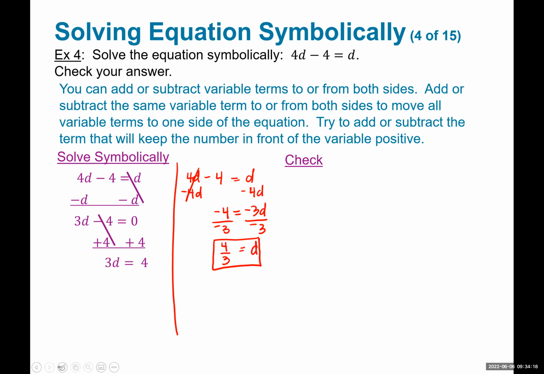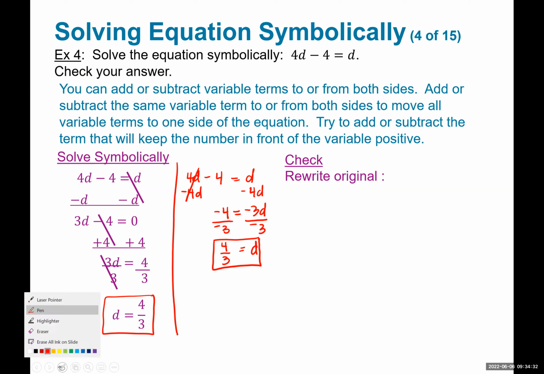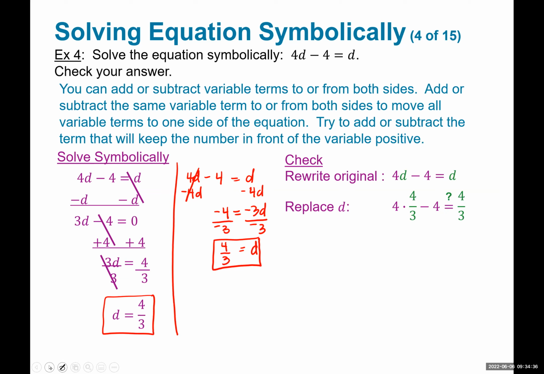On this other side, divide by 3. Again, we get D equals 4/3. So notice that it didn't matter which one you did first. You still get the same answer. But as always, check your answer, check your work. Get that original equation and substitute that value in. We have 4 times 4/3 minus 4. Does that equal 4/3? Let's see.